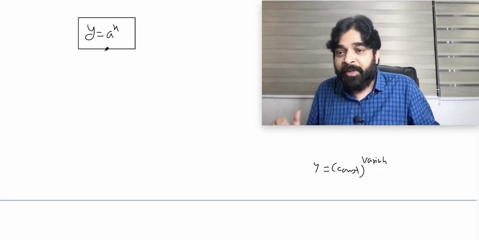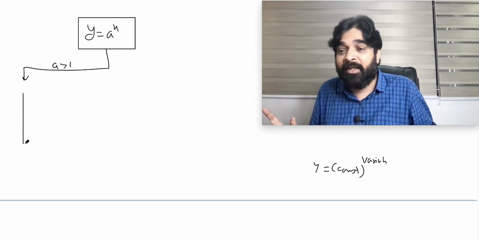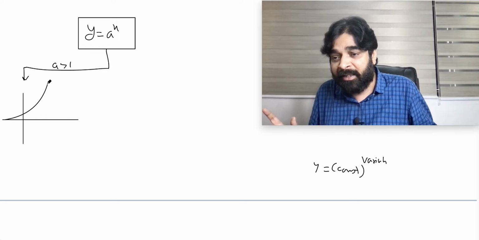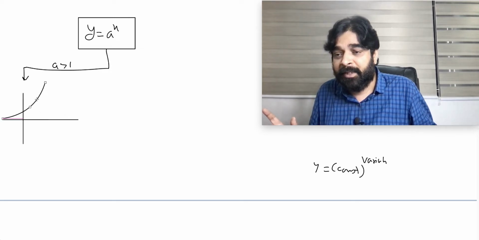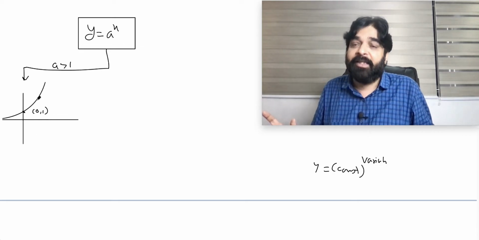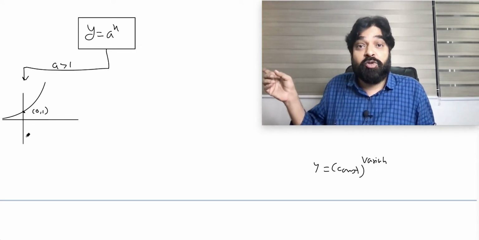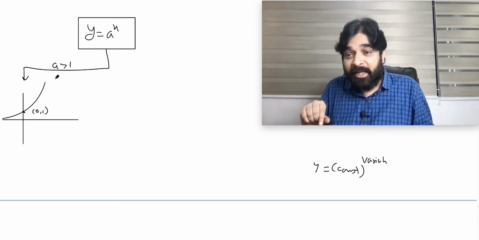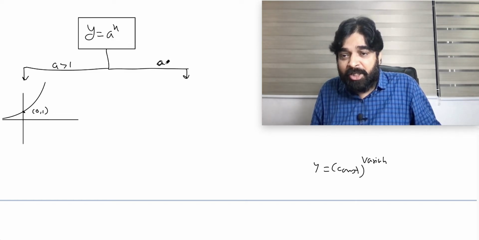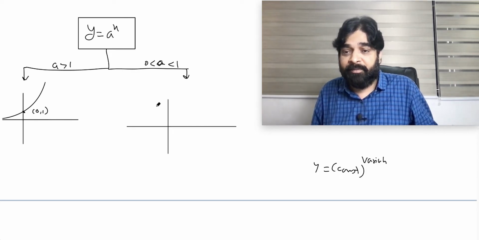Understood? Now, again two cases. When a is greater than 1, it will be an increasing graph like this. It will never touch the x-axis, and this coordinate will be (0, 1). Increasing graph. Asymptote: x-axis. Only one asymptote, the x-axis. For log the asymptote was the y-axis; in the power function, it is this one. When a lies between 0 and 1, the graph will be a decreasing graph, this way.